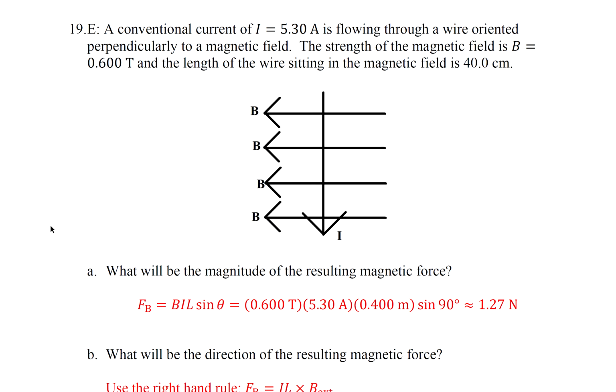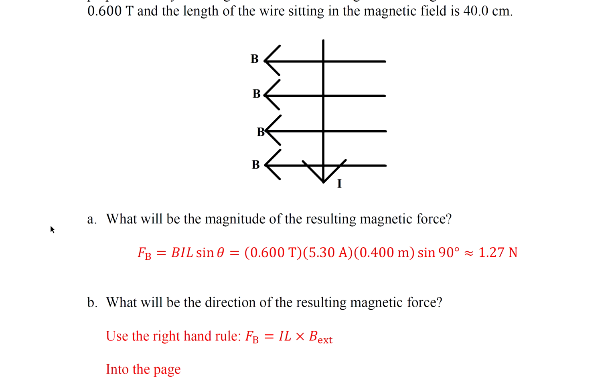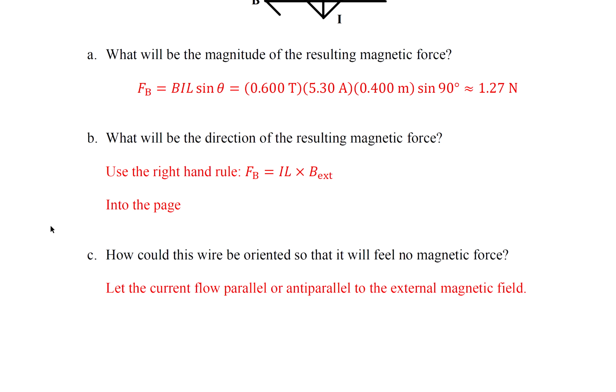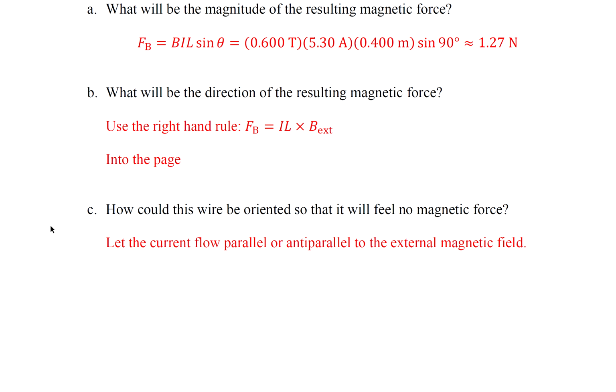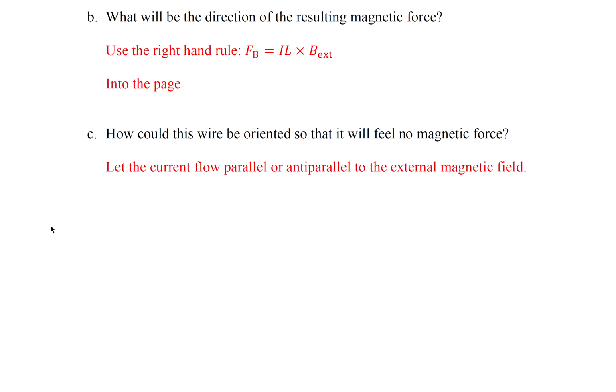Question 19. A conventional current of 5.3 amperes is flowing through a wire orientated perpendicularly to a magnetic field. The strength of the magnetic field is B equals 0.6 Tesla, and the length of the wire sitting in the magnetic field is 40 centimeters. Part A will be the magnitude of the resulting magnetic force. Use the equation BIL sine theta. Part B will be the direction of the resulting magnetic force, into the page. Part C, how can this wire be orientated so that it will feel no magnetic force? Let the current flow parallel or anti-parallel to the external magnetic field.